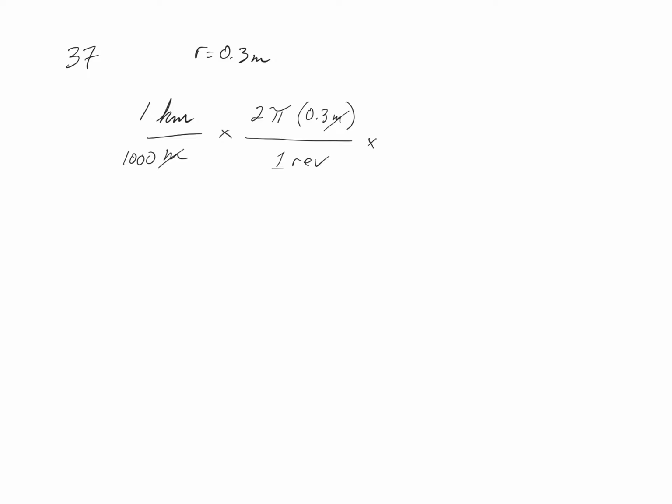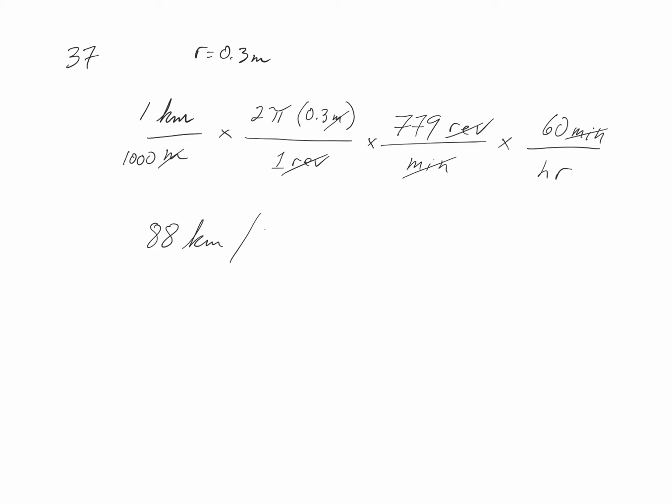Times 779 revolutions per minute. So we put revolutions next so that it cancels. That's 779 revolutions per minute. Now I have kilometers per minute, but I don't want that. I want to multiply by 60 minutes per hour. Minutes cancel. And when I multiply everything together, I will get my answer, which is 88 kilometers per hour.